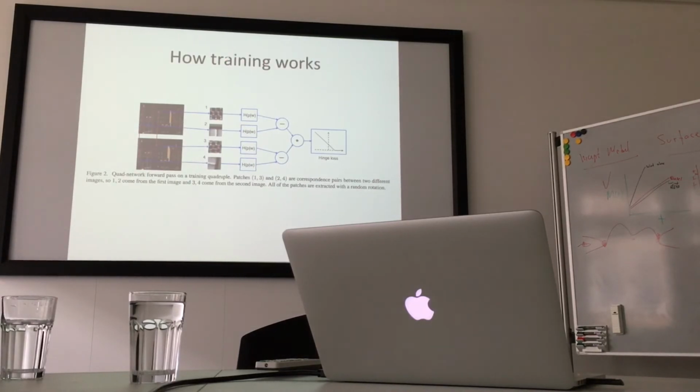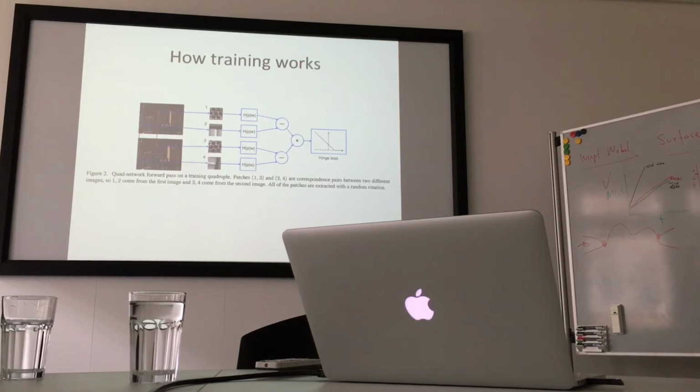So this is how the training goes. These are those two pairs of correspondences which I was talking about. You can figure out which is which. Basically, this one corresponds to this one, and this one corresponds to this one. This is the H function.